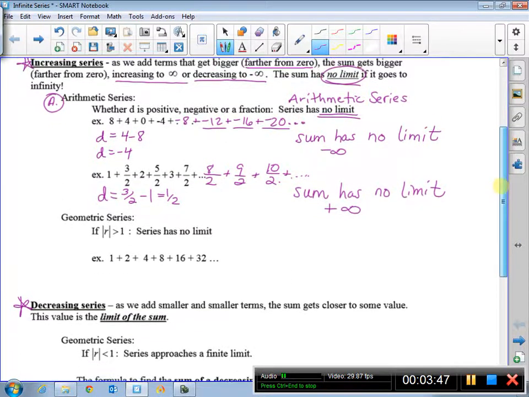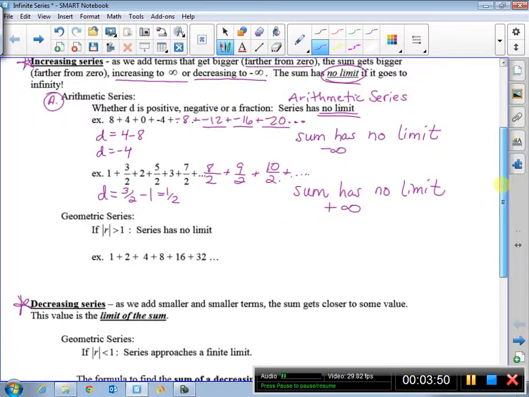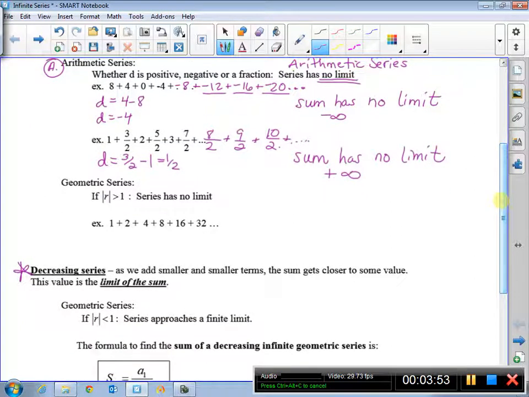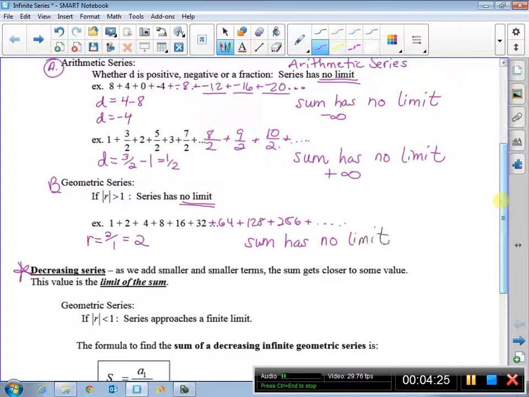All right, how about still increasing series, but geometric? So of course, in geometric series, we have our ratio value. In this first example, the ratio is 2 divided by 1, so it's 2. So we're going to be doubling our numbers each time. We'd be adding on 64, then 128, then 256, etc. So obviously these numbers are getting very, very big. When you're adding on bigger and bigger and bigger, you have no limit. So the sum has no limit. And we are adding on bigger and bigger and bigger, so it's going to positive infinity.